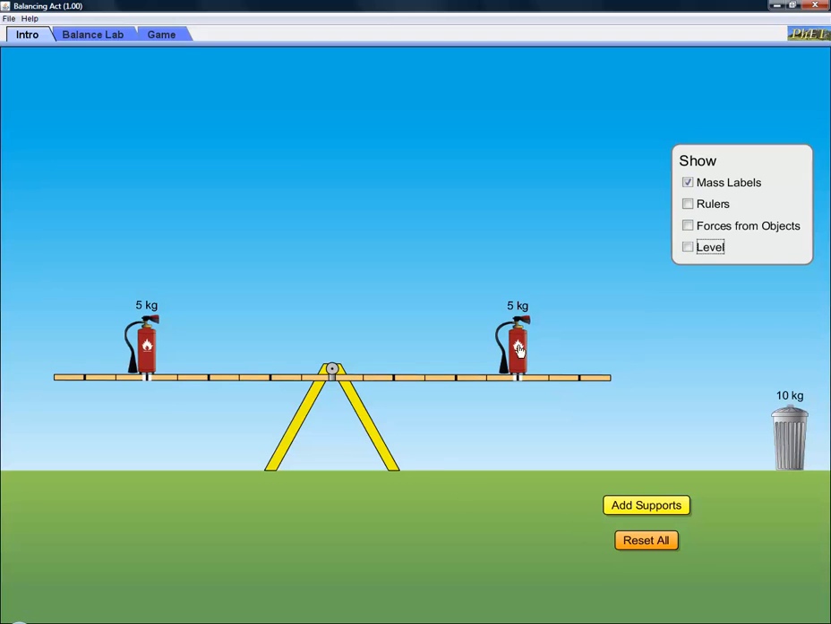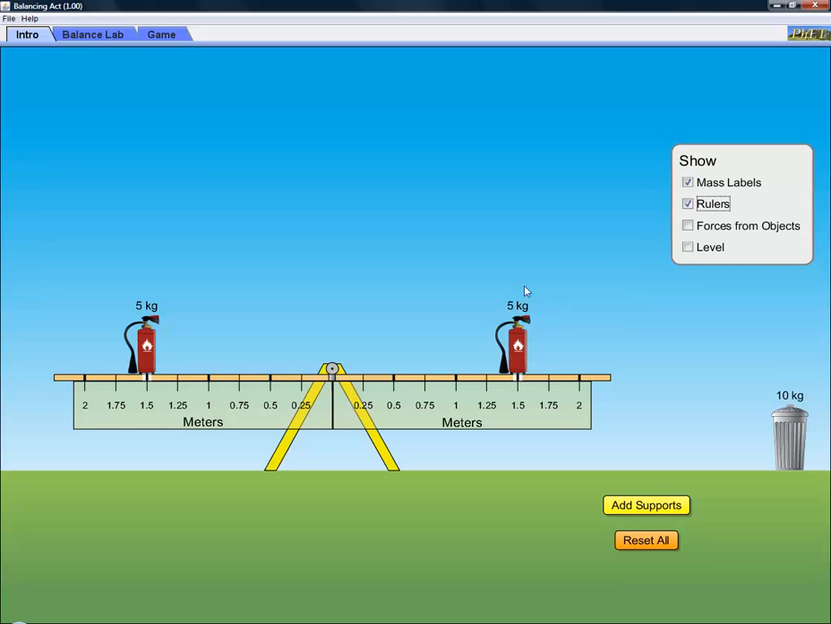A moment then simply is a turning force around a pivot, and it has two components. It has a force, in this case I'm giving it a mass of 5 kilograms, which of course you will know is a force of 50 newtons. If you don't know, ask me why.